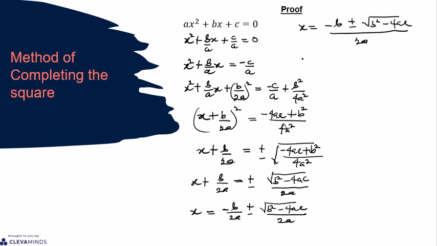So I can write this as x equals minus b plus or minus square root of d. The d, I'm going to tell you what it is. It is called the discriminant, over 2a. So the discriminant d is equal to what? b squared minus 4ac.